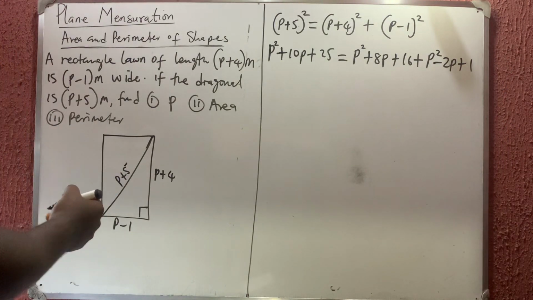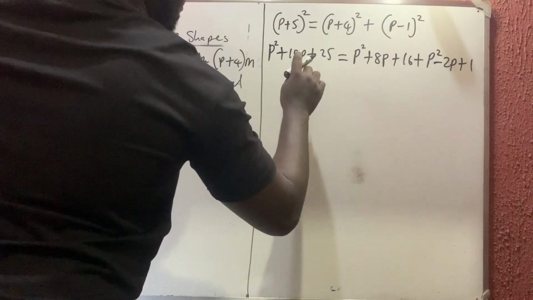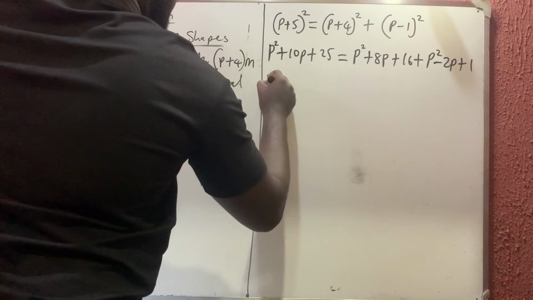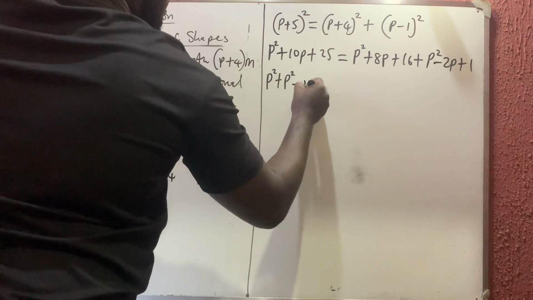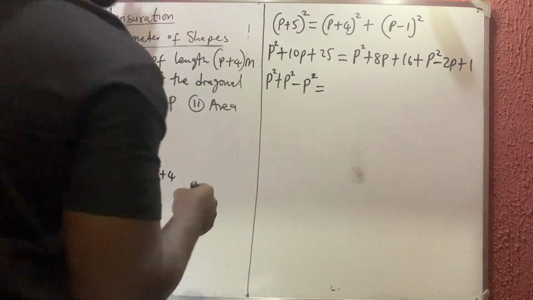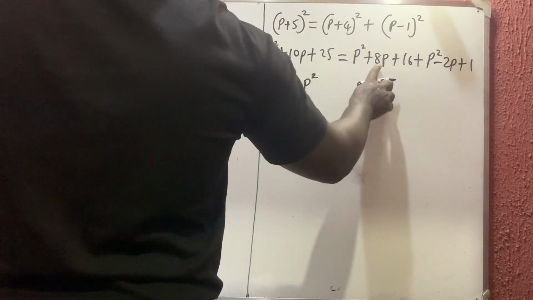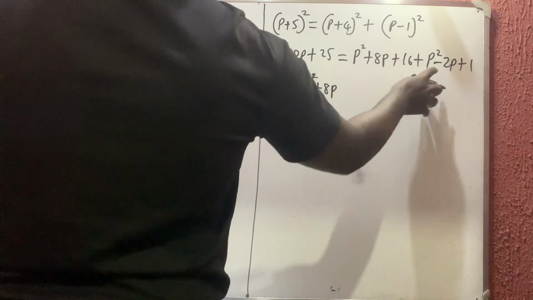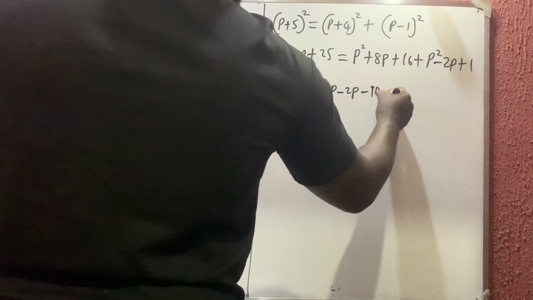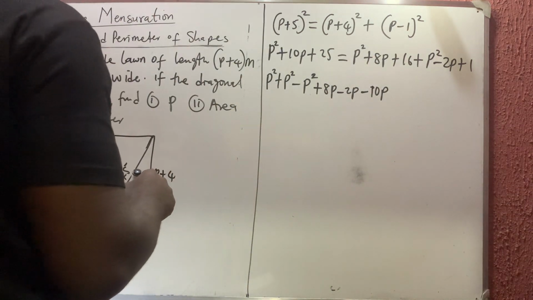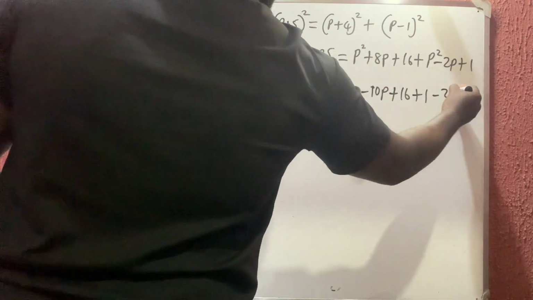So let us collect like terms, everybody to the other side. First of all, this is p squared plus p squared for this side. This p squared moving here, I have minus another p squared. Is equal to, I have 8p here, so plus 8p, I have minus 2p here. For this one moving to become another minus 10p. Then I have 16 here, I have 1 here, then I'm having minus 25 is equal to 0.